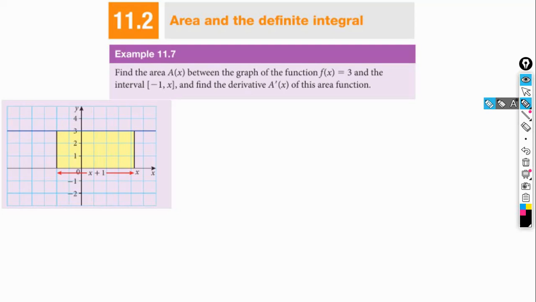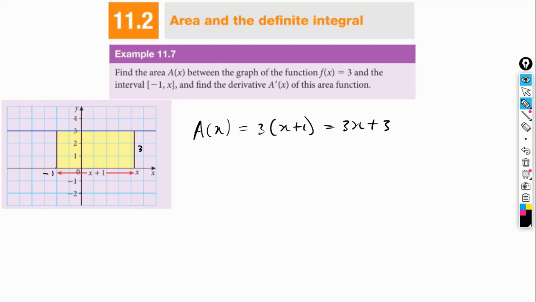So what would be the area here? We know that the height has to be 3 because the distance from the x-axis to the top of this rectangle is 3 units. And we also know that the base is x plus 1, since this point is -1. That means that the area is equal to 3 times x plus 1, which would be 3x plus 3.